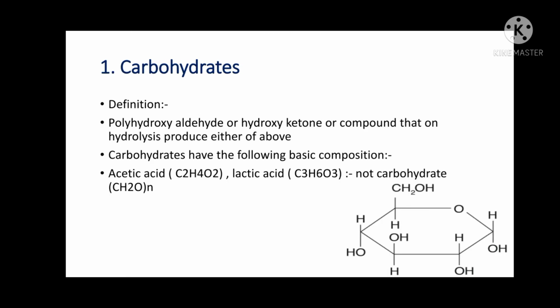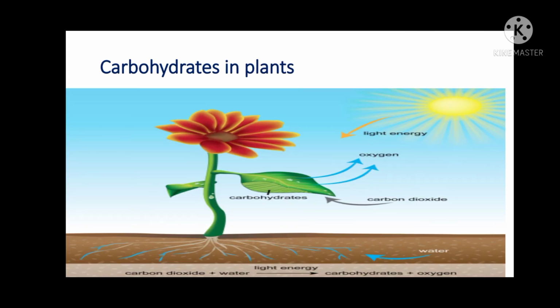So, examples of primary metabolites. First is carbohydrates. Carbohydrates are polyhydroxyaldehydes or polyhydroxyketones, or compounds that on hydrolysis produce either of the above. Carbohydrates have the basic composition such as acetic acid, lactic acid. The source of carbohydrates is the plant kingdom, as the first product of photosynthesis.